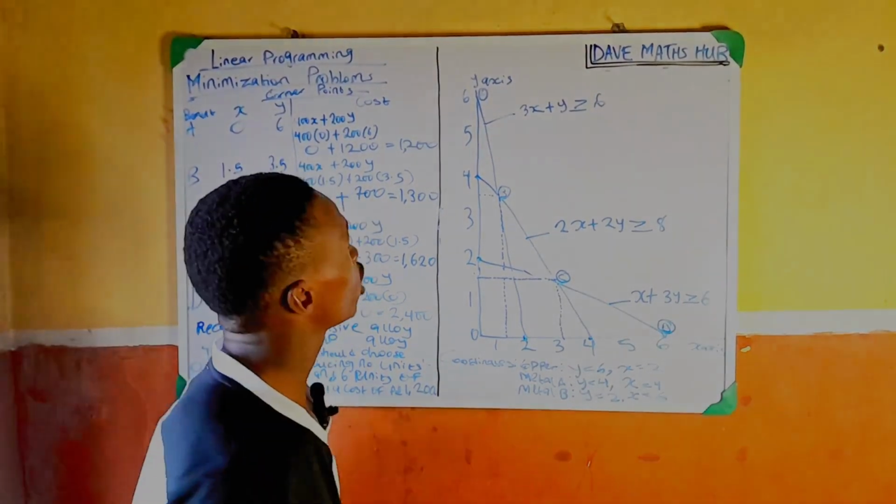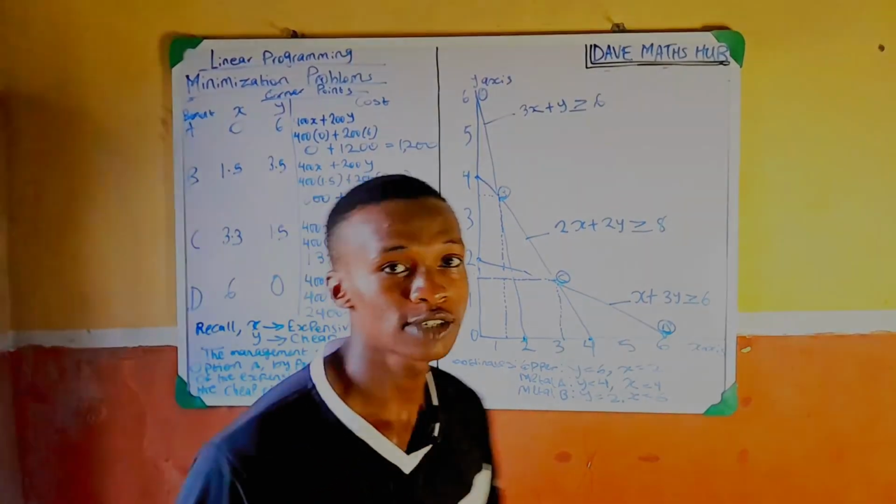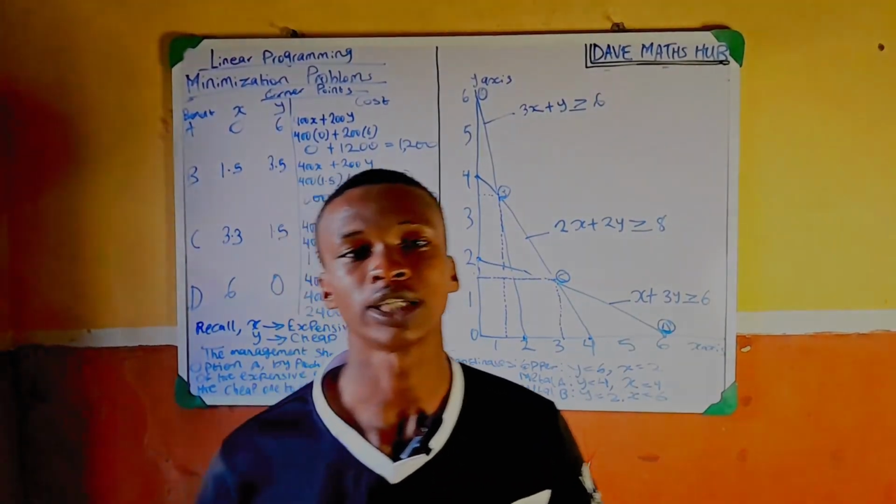So that will be all for minimization problems. In our next video, we'll treat shadow cost under linear programming.